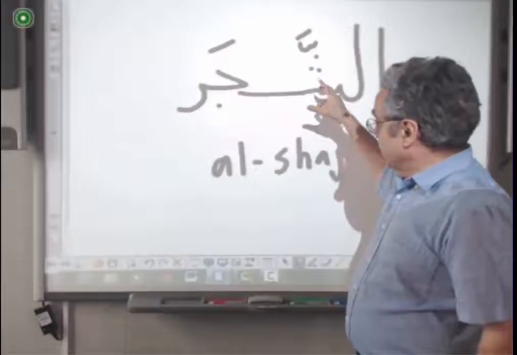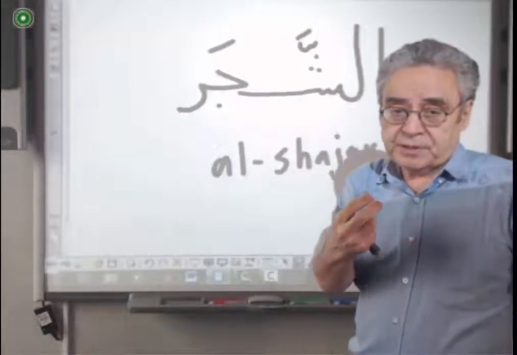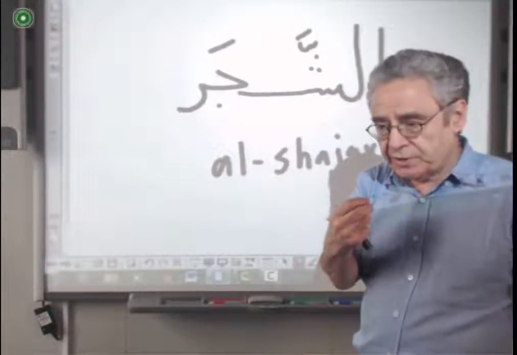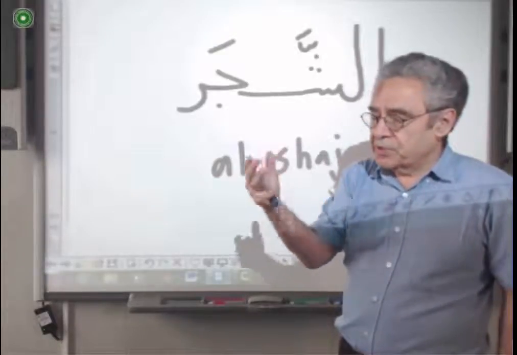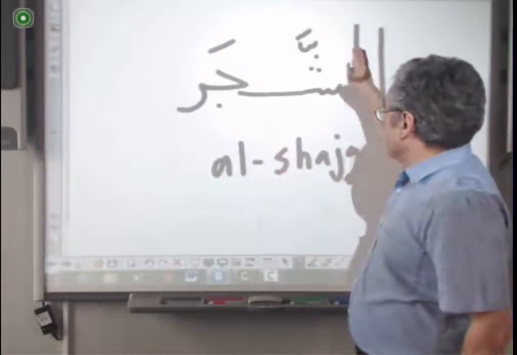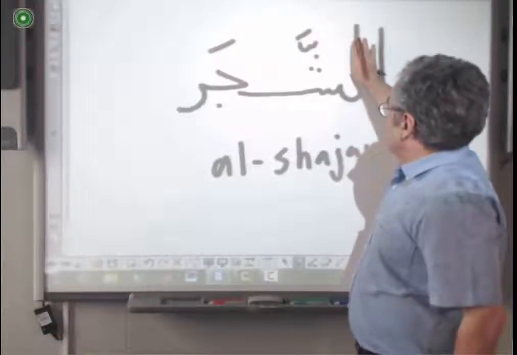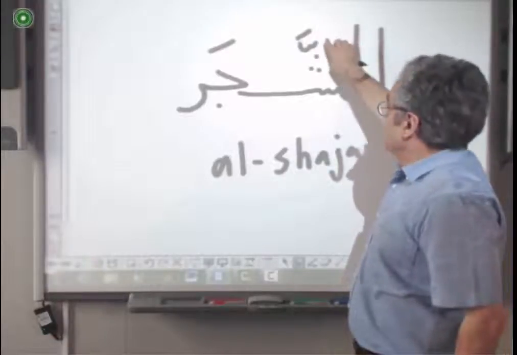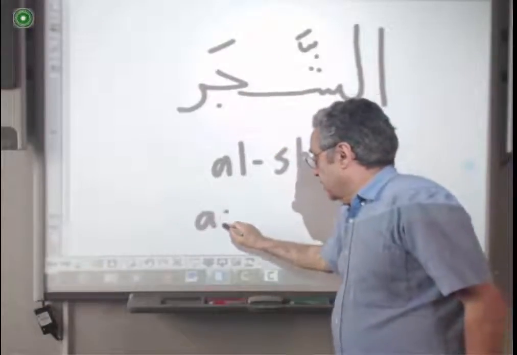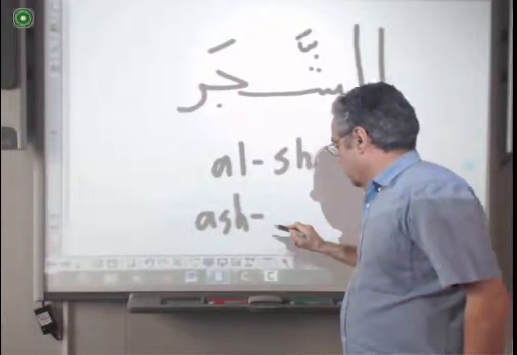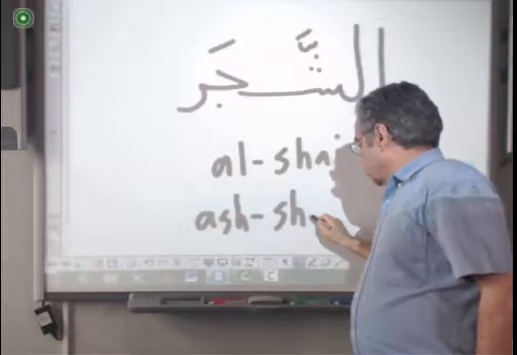So this is a phonetic approach. The people in the generation say, okay, why don't I just stop that lam and put shadda? I say ash-shajar. So instead, I can pronounce it this way, ash-shajar.